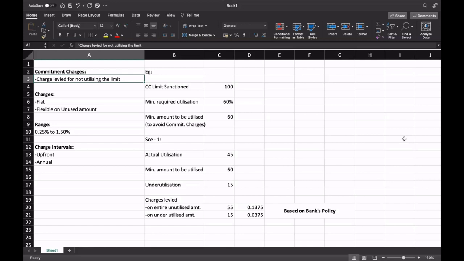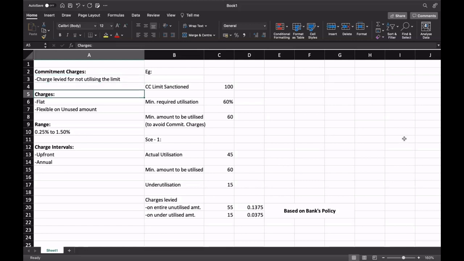So this is basically a charge levied for not utilizing the limit. It means if that fund had been given to some other customer, the bank would have earned interest. In this case, it is not earning that interest. So it is trying to earn in some other form, in the form of charges.